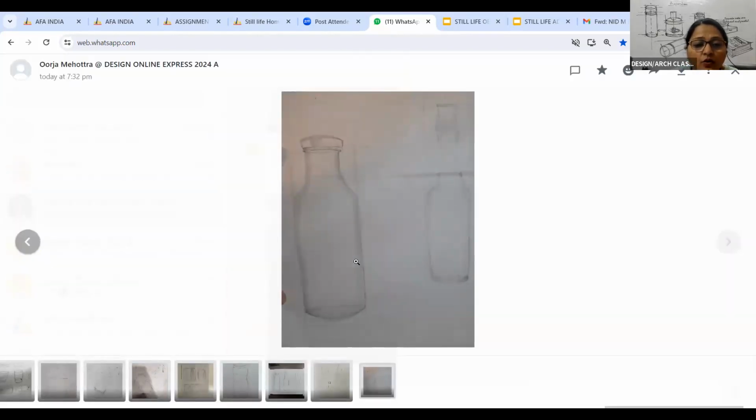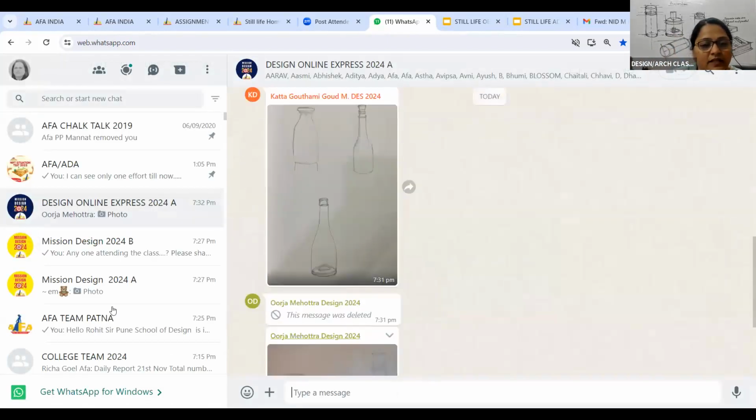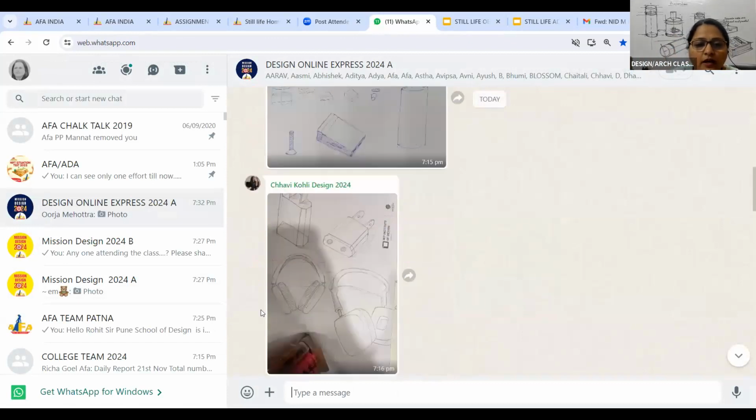This is Urja, who also tried studying how the glass feeling will be reflected. Okay, fine Urja, please continue. It is nice. It's beautiful. ठीक है, करते चलो. Good.